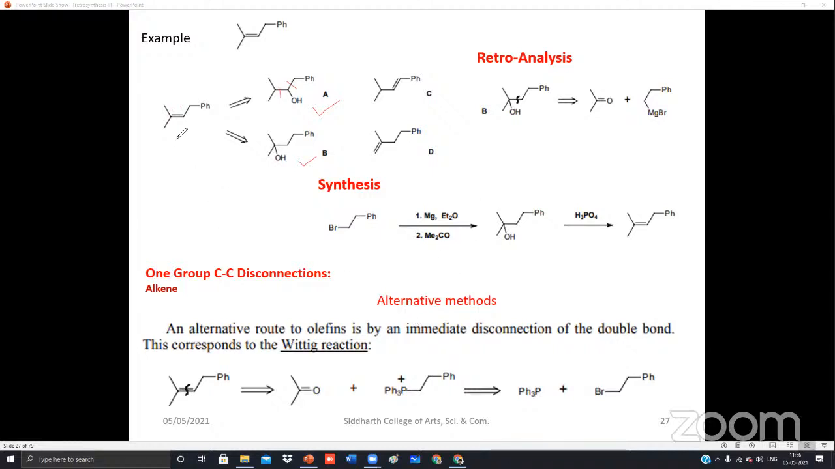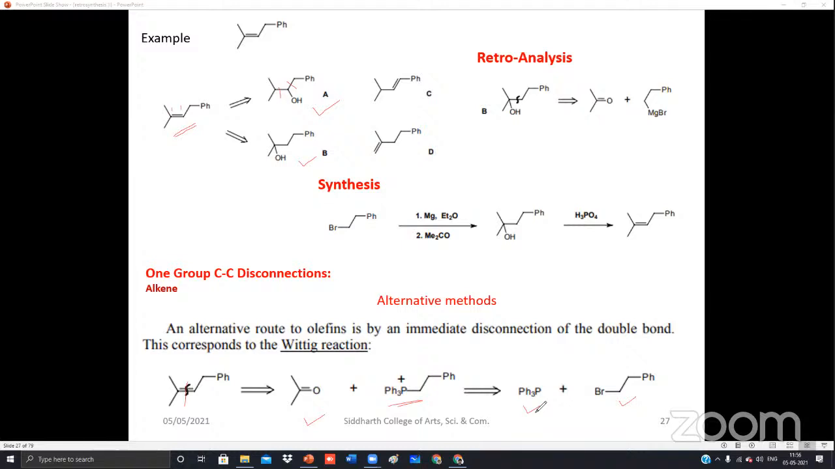There is an alternative way to make this particular double bond. That alternative method is the Wittig reaction. Suppose we want quick access to this, and we don't have the assembly where Grignard reagents can be used. Then you can use another easy way, that is the Wittig reaction. If you disconnect over here, this is nothing but the ketone, that is acetone, and this is the ylide, that is a phosphorus ylide, which can be easily synthesized using triphenylphosphine and this halide.